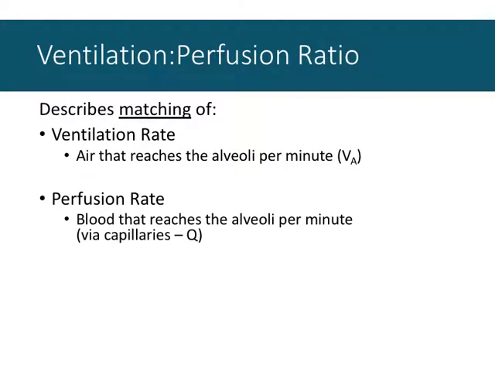Ventilation is the air that reaches the lung per minute, and the perfusion is similar to that concept, but from the point of view of blood. Perfusion is the amount of blood that reaches that alveolus per minute. So we're describing how much air is in contact with ideally an equal amount of blood to allow diffusion to occur.